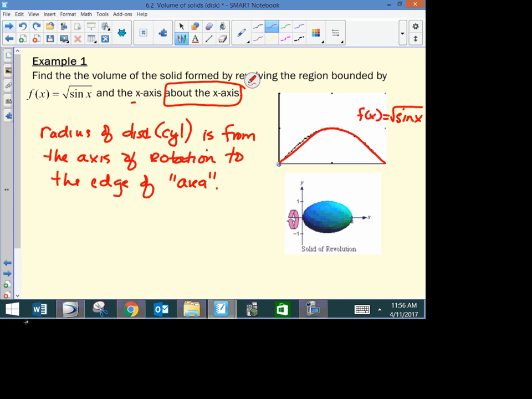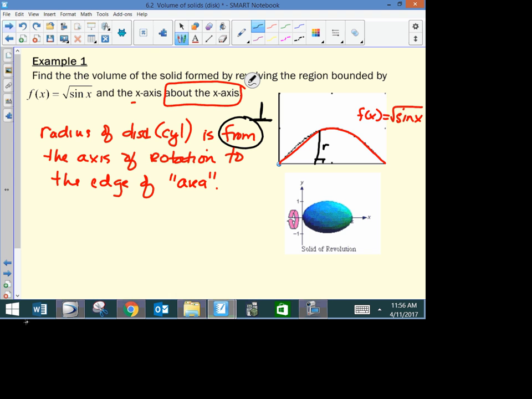I seriously doubt that most of us are going to draw this. It's just nice to be able to picture it. Now, I said from, but more specifically, it should be perpendicular. So I'm going to draw a radius right here. That's my radius, and it should be perpendicular to the axis of rotation.